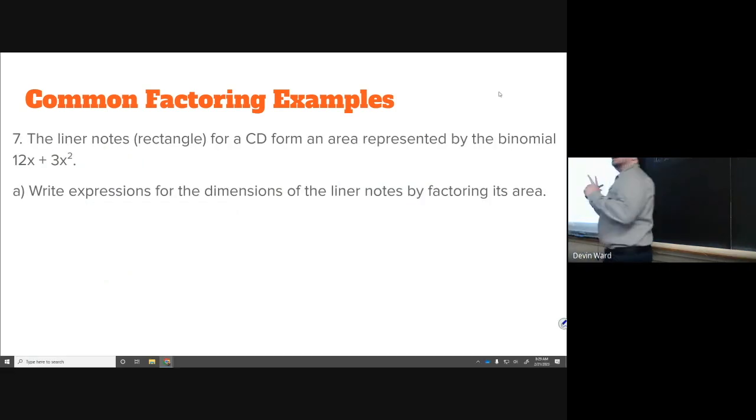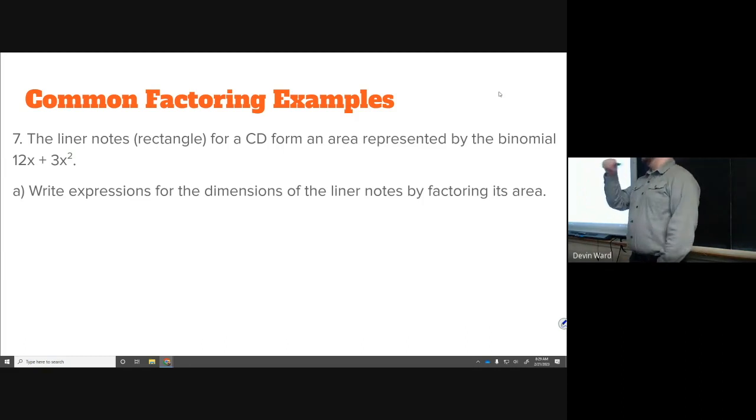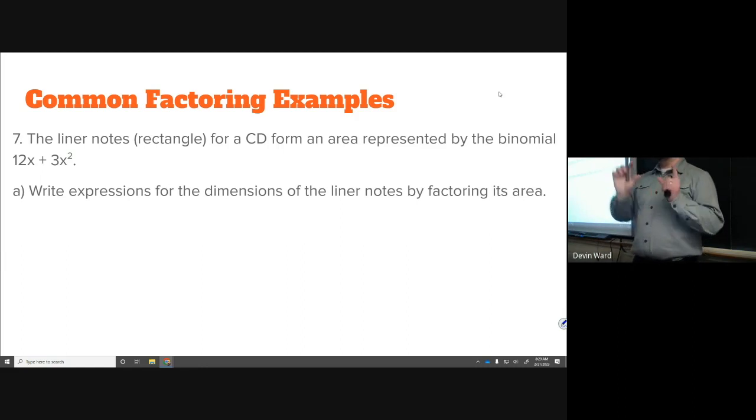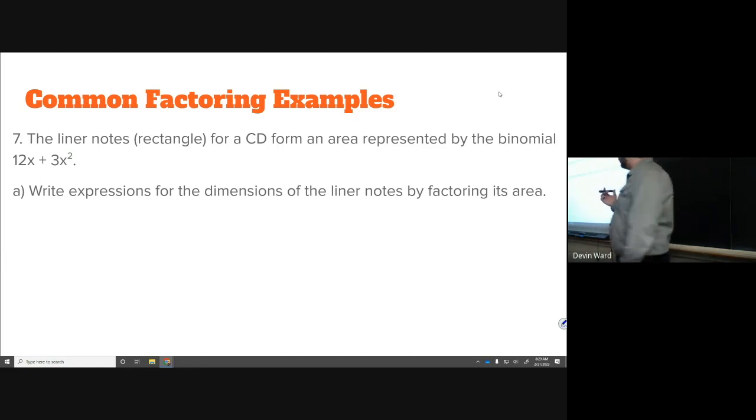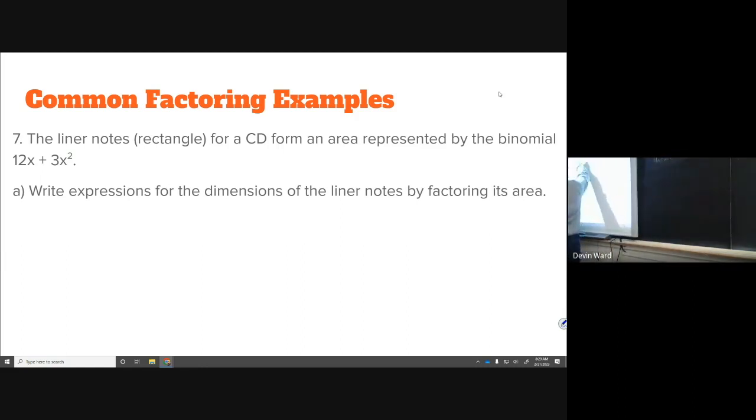So old CDs used to have these liner notes where you could write in information, or it would come with a little song listing. But it just looks like a rectangle.